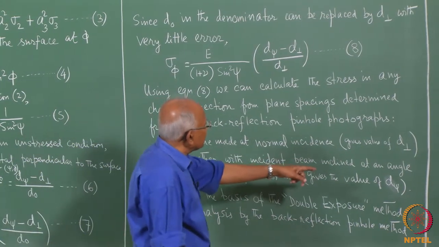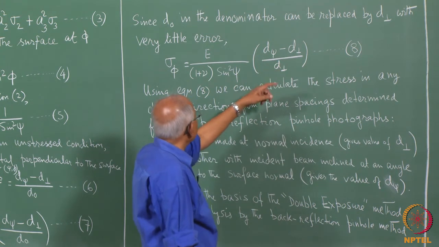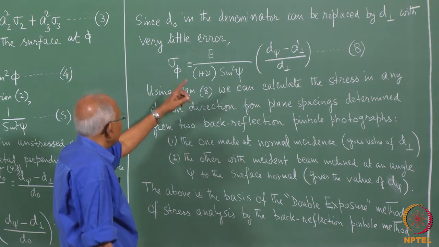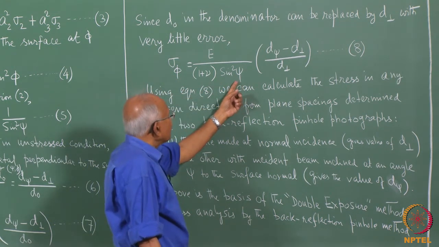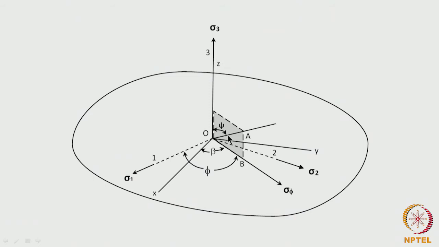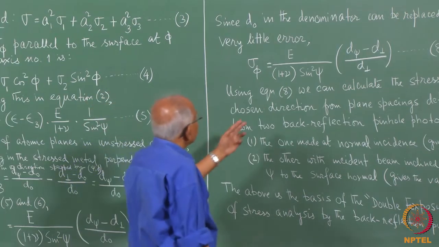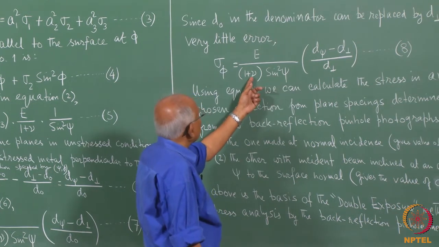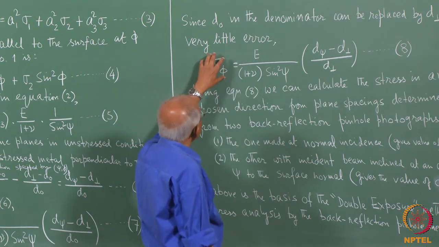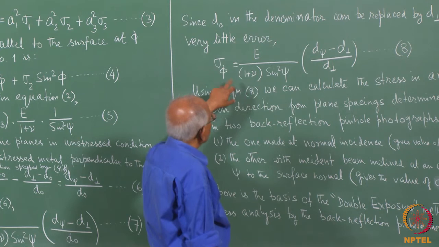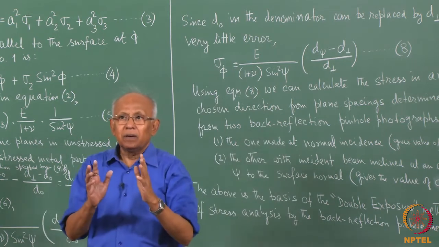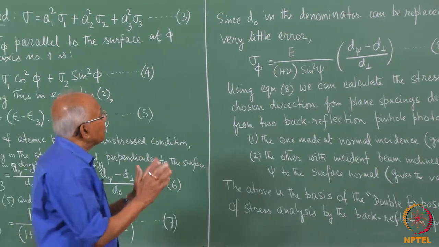Now, putting the values of d psi and d perpendicular over here, it is possible to figure out the value of sigma phi, because psi is a known value. In most of the cases we keep it at 45 degrees. So, this value will be known. Nu is the Poisson's ratio, that is also known. E is the elastic modulus, that is also known. So, we can find out the value of the stress in a particular direction phi from this equation simply by having 2 back reflection pinhole photographs.